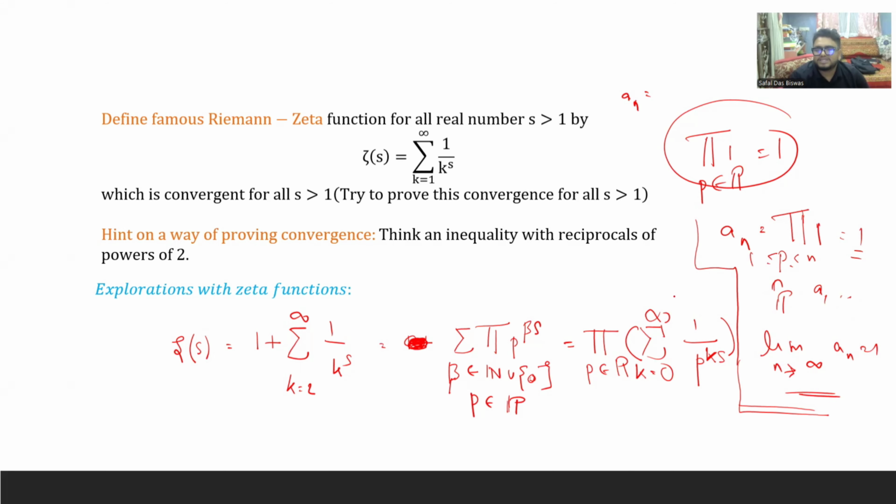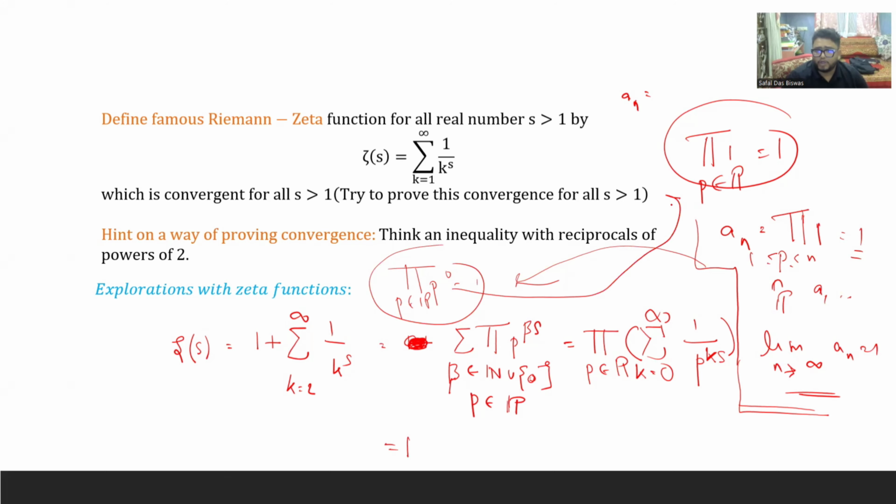I hope it's clear. You can think of this idea here, because we are taking the product over primes and 0. We are allowing p to the power 0 for all p belonging to P, while taking this sum, which takes care of that one. So this is actually just the product over (1 minus 1 by p to the power s) whole to the power minus 1, where p belongs to P.